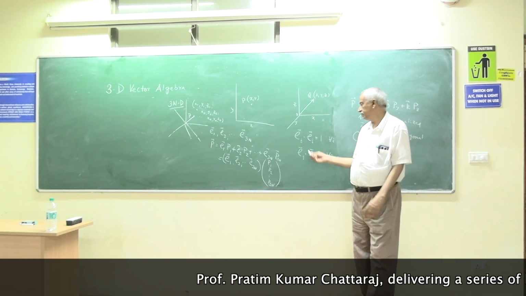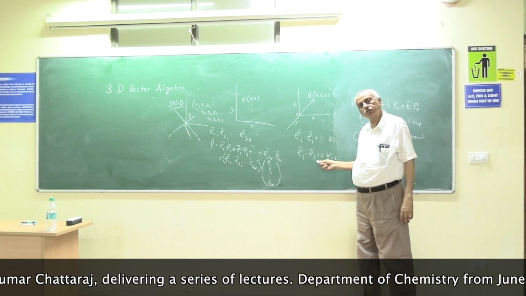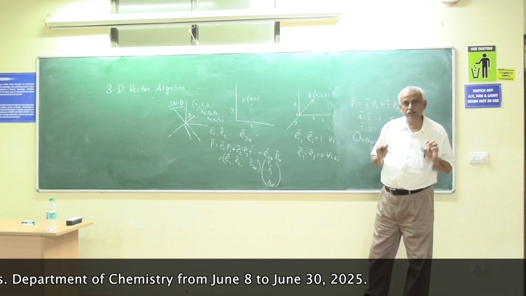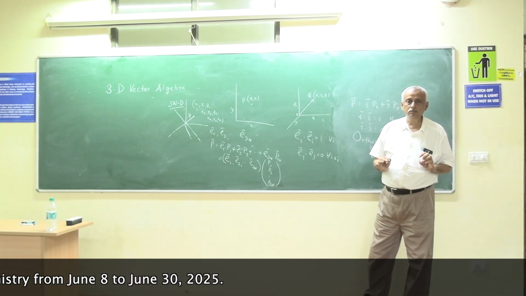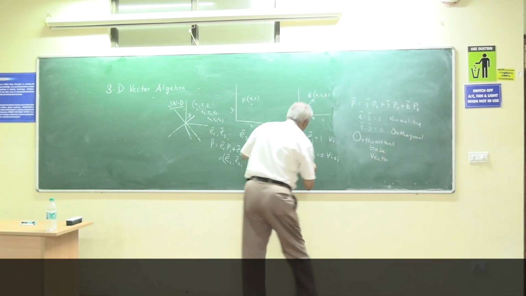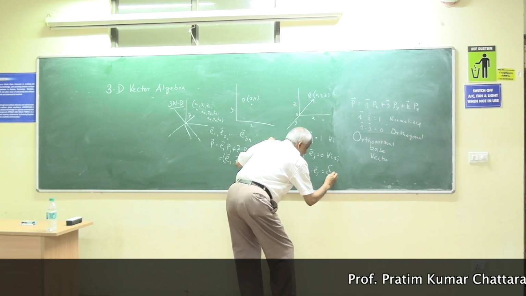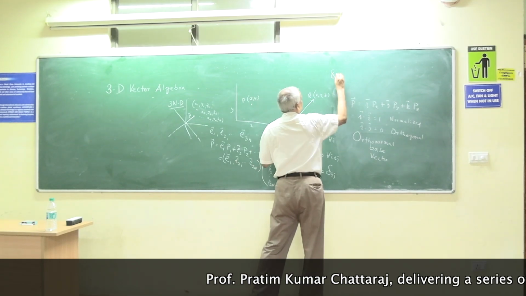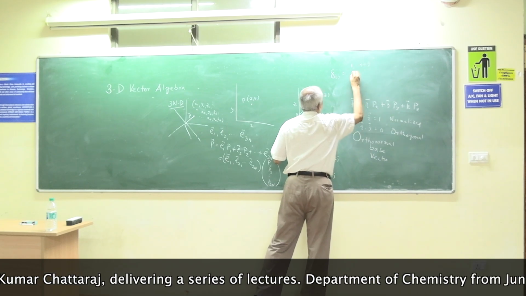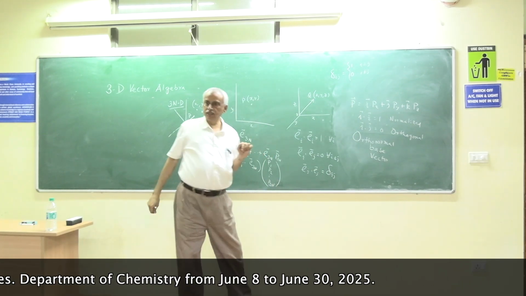So you can see they are all normalized, and they are also orthogonal to each other. That means we are talking about base vectors which are orthonormal. In general, how do you write it? Ei dot Ej is written as Kronecker delta ij. Now, what is Kronecker delta ij? This is 1 when i equals j, and 0 when i is not equal to j. That is called the Kronecker delta.